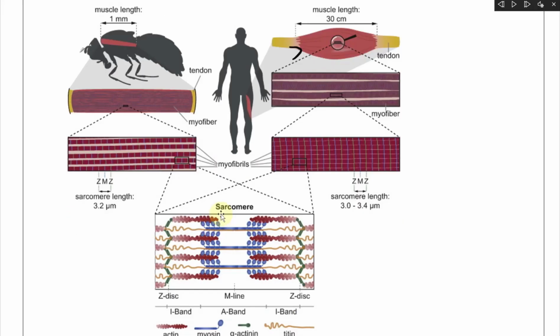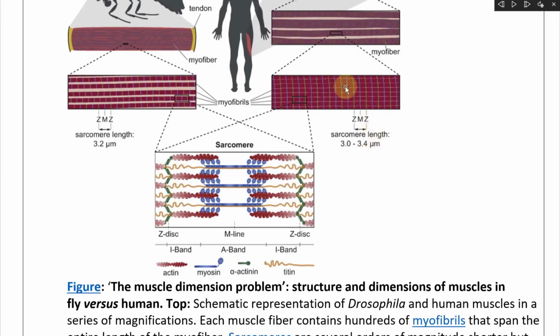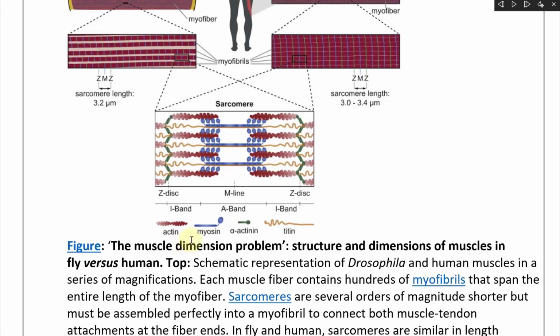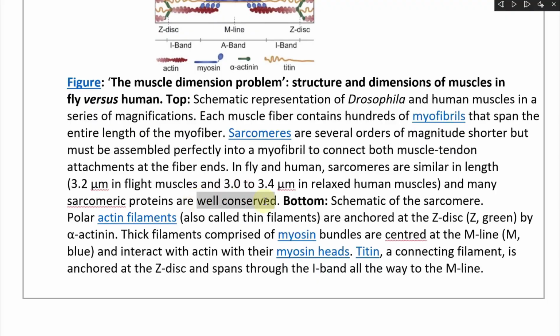And then the myofibrils, and in both of them you zoom in. This is a Z line, the end point, the middle, and then the Z at the other end. Sarcomere length 3.2 micrometers in one, and 3.0 to 3.4 micrometers in the other. You zoom in, and they both have similar setups like this. It's very interesting: the proteins are both well conserved.